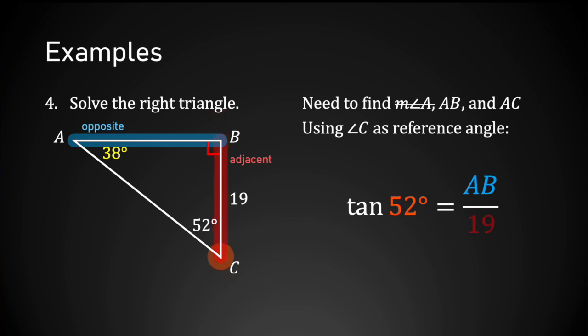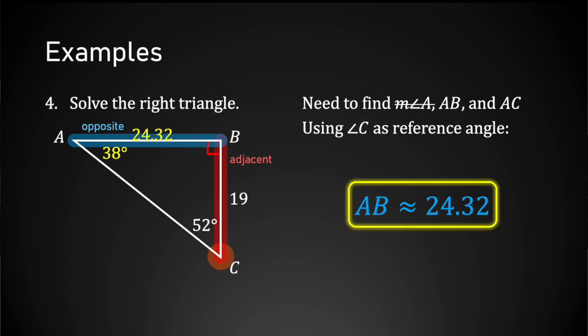Adjacent is 19. To solve for AB, I have to multiply both sides of the equation by 19. So AB equals 19 times the tangent of 52 degrees, which is approximately 24.32.